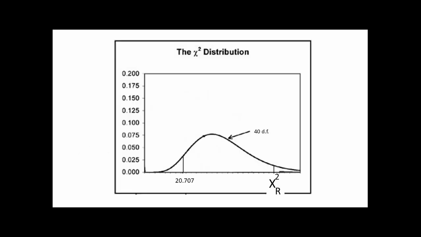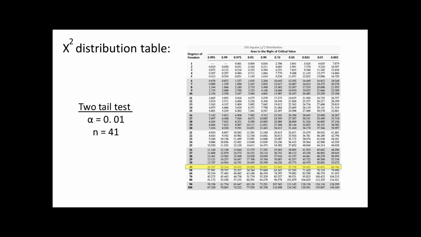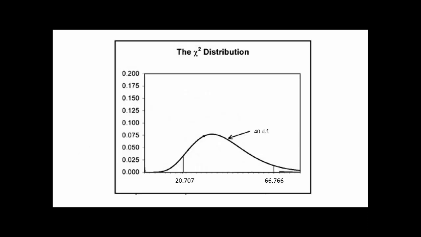Find the chi R squared number for an area to the right of 0.005 and 40 degrees of freedom, which gets us the critical value of 66.766. Once you have your critical value, calculate your test statistic and see if that value falls in the rejection area or not.